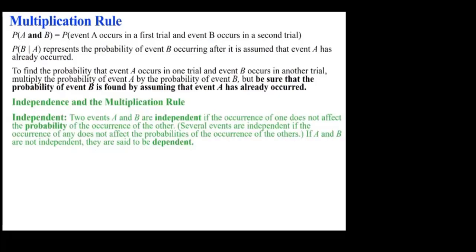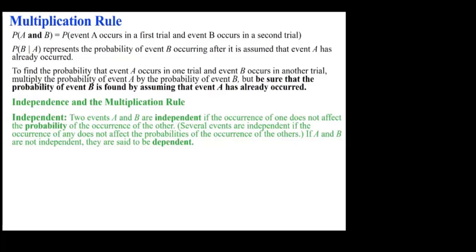Independent. Two events A and B are independent if the occurrence of one does not affect the probability of the occurrence of the other. Several events are independent if the occurrence of any does not affect the probabilities of the occurrence of the others. If A and B are not independent, they are said to be dependent. I want to discuss this concept because you can read this definition a billion times, and it really doesn't make that much sense. I'm going to tell you what I mean by that.